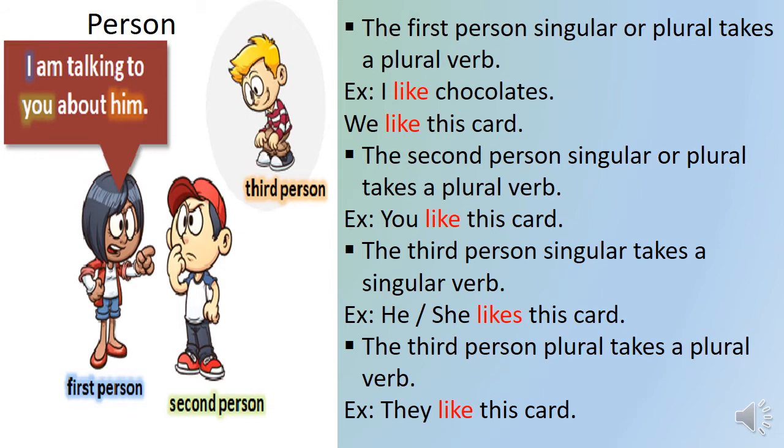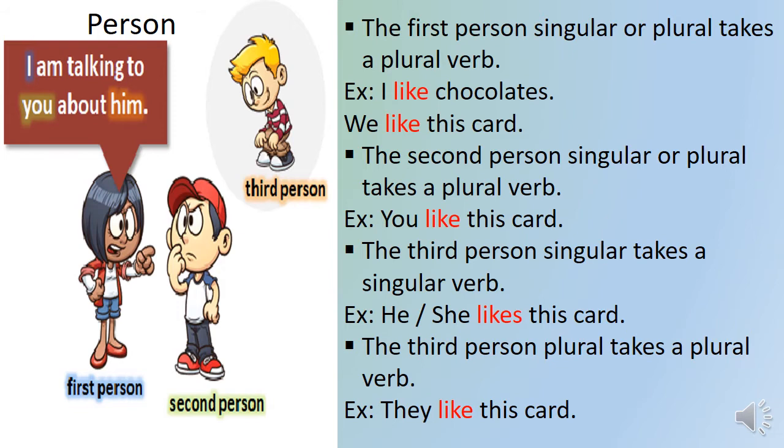So when the subject is you, it is always followed by the plural verb. So it becomes "You like this card." The next one is the third person singular takes a singular verb, and the third person plural takes a plural verb. So this is back to the basic rule. When we are talking about the third person, it becomes he or she or it. So that follows the basic rule, and that is the subject is followed by the singular verb. The third person plural takes a plural verb again. So that is also a basic rule.